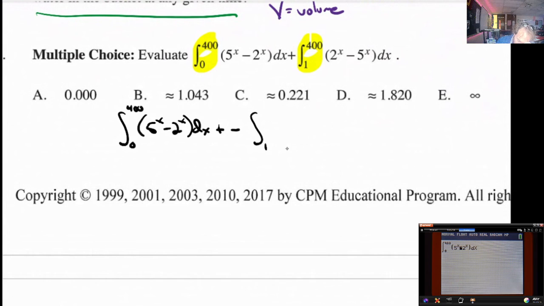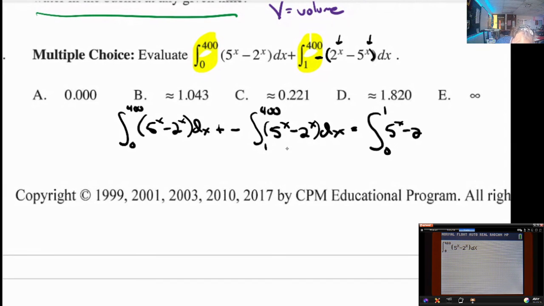The negative integral from 1 to 400 allows me to change the order of the integrand, 5 to the x minus 2 to the x. Basically factoring a negative 1 out of this thing allows me to change the sign of those two terms and then reverse their position. What's nice about this is that now I can combine this into one integral. It's the integral from 0 to 1 of 5 to the x minus 2 to the x dx. That's a cool problem. I like that a lot.